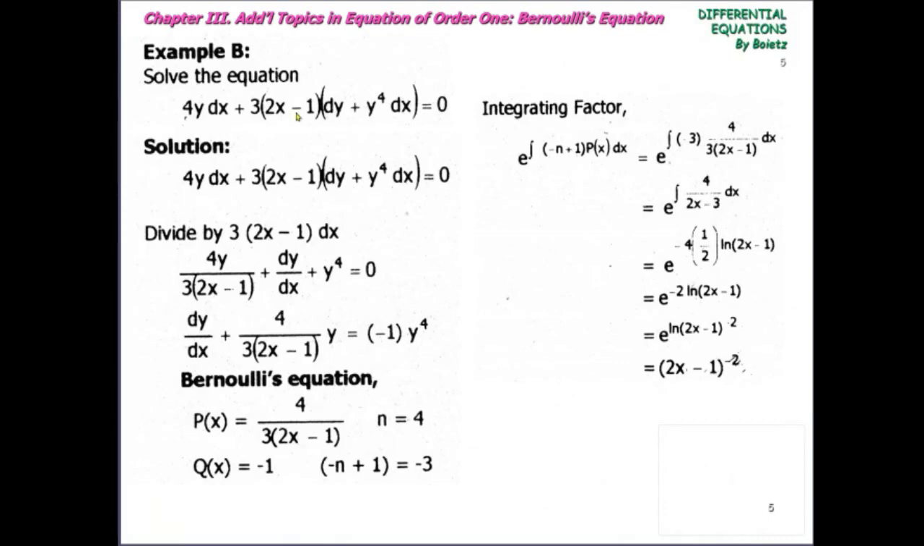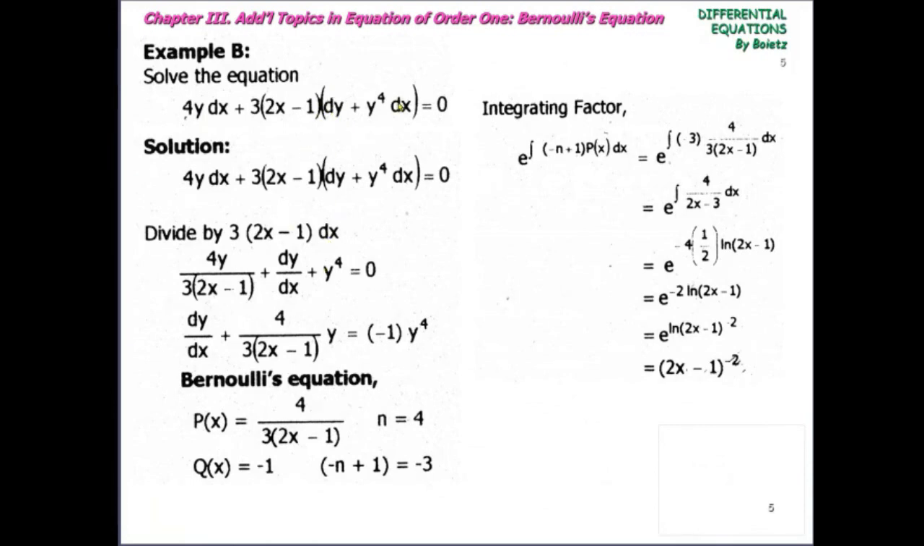So, mangyayari, divide nyo lang siya ng coefficient ng dy. Ito yon, coefficient ng dx, saka yung ng dy, saka yung dx. So, divide nyo ng 3, quantity 2x minus 1, dx. So, kaya lalabas dito, 4y over 3, quantity 2x minus 1, yung dx makakancel. Then, this will become plus dy over dx na lang.